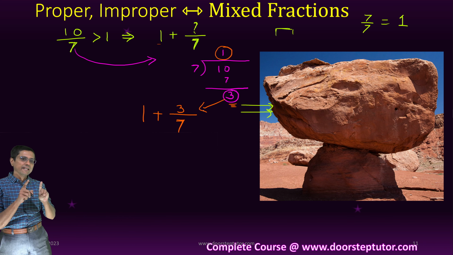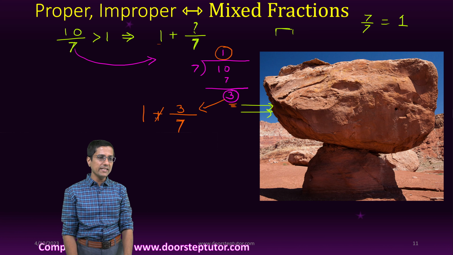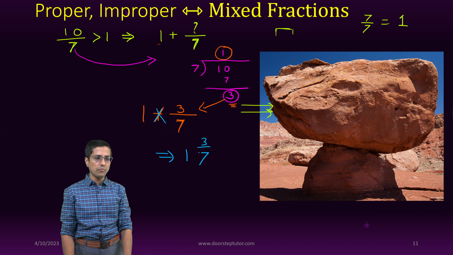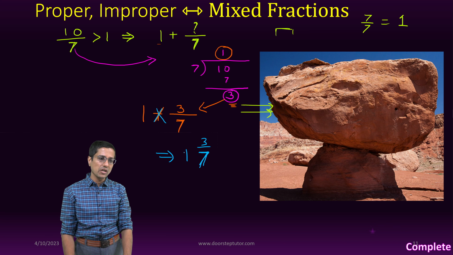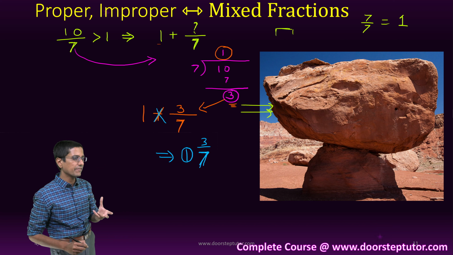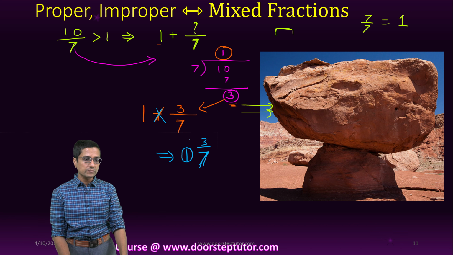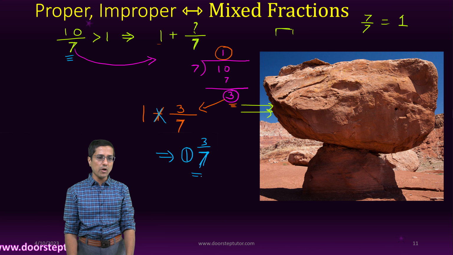So this thing we simplify even further by omitting this plus sign completely, and we write this as 1 3 by 7. So 1 3 by 7 is a mixed fraction. It's a combination of one full thing and then 3/7. The 3/7 is the proper fraction. It means 3 things out of 7. Okay, so that is what this is, the improper fraction, and this is the proper fraction.